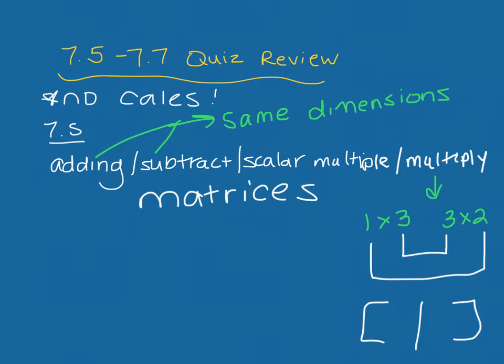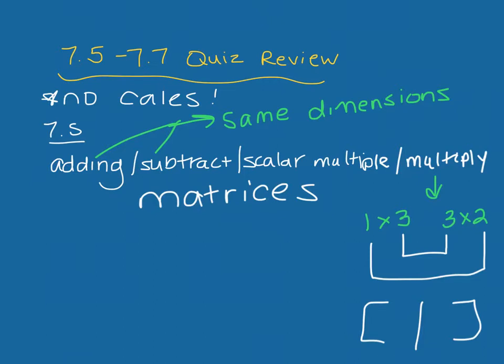And remember, order is important. So A times B is different than B times A. You've got to make sure you go in the order, because if I say A times B, I'm doing the rows from A and the columns from B. But if I say B times A, I'm doing the rows from B and the columns from A. So remember that order matters when it comes to multiplication.